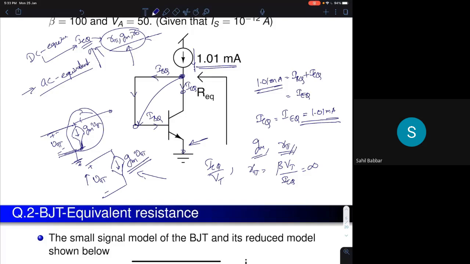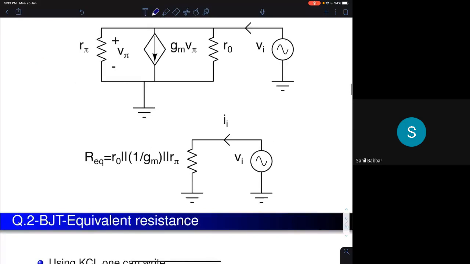What is it behaving as? If I increase V pi, the current is also increasing. It's behaving like a resistor. And what is the value of the resistance? The current here is GM V pi. The voltage is V pi. So the resistance is voltage by current, it is 1 by GM. That's it. So what can you do? You draw the small signal model.